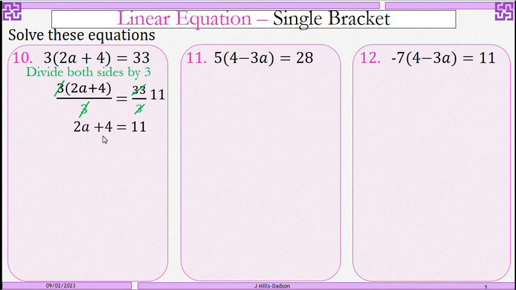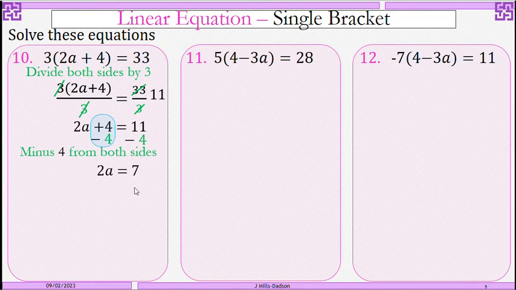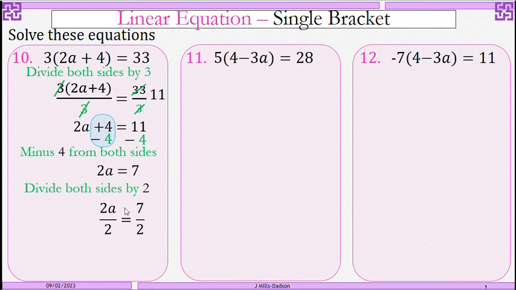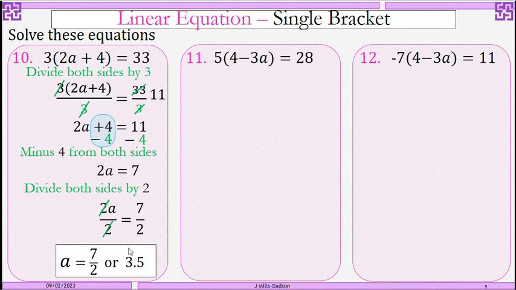And to solve it, we minus 4 from both sides because we want to get rid of the plus 4. This becomes 0. So we have 2a is equal to 7. Now to get rid of times by 2 is to divide both sides by 2. And 2a over 2 is equal to 7 over 2. So to find out a, 2 divided by 2 is 1. So you cross that off. And a is equal to 7 over 2 or 3.5.